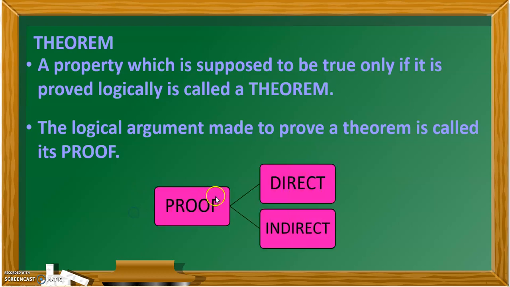There are two types of proofs, direct and indirect. Most of the proofs that you are going to deal with are direct proofs. Indirect proofs, as and when we come across them, we will let you know.